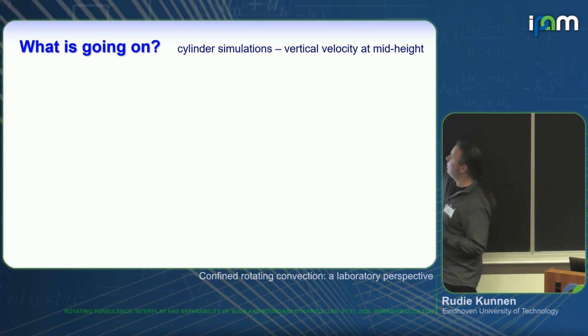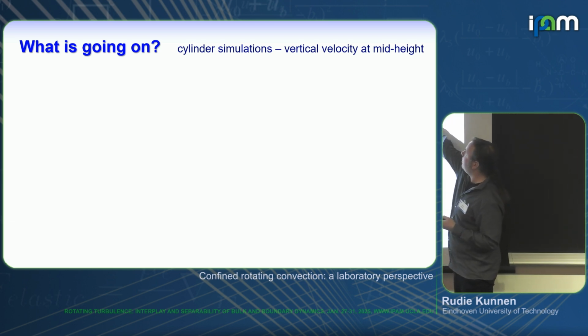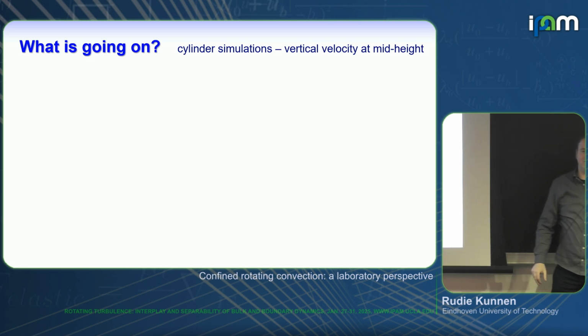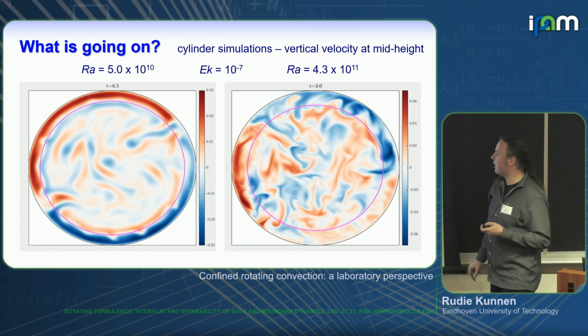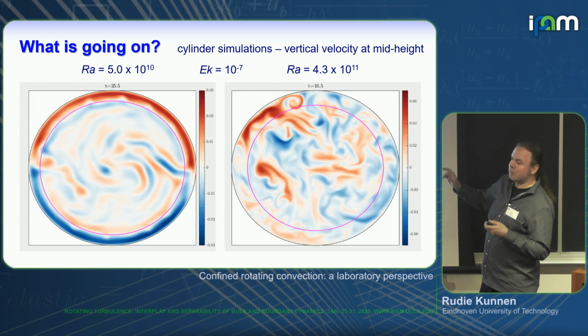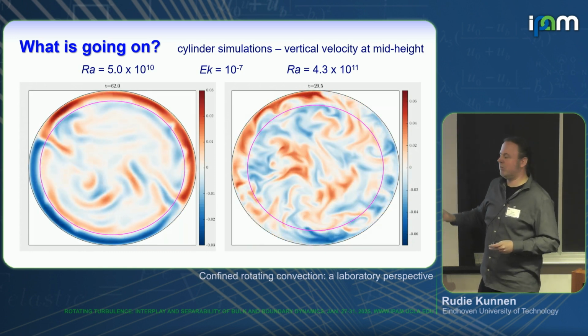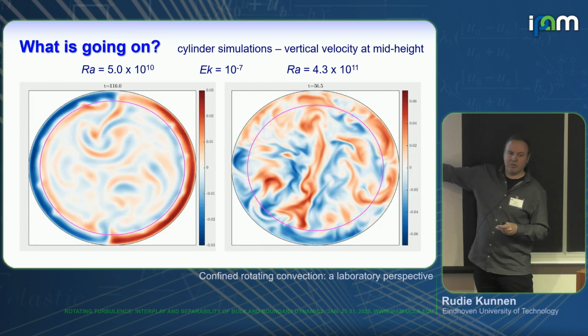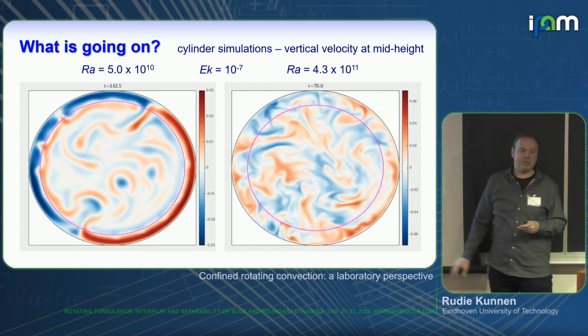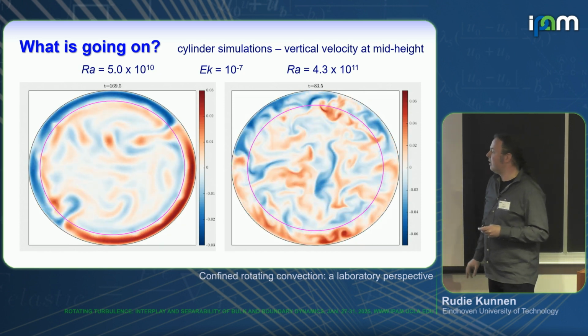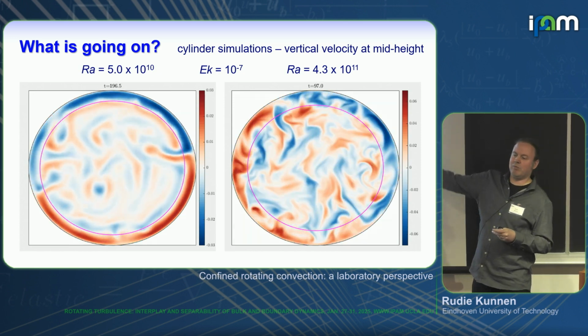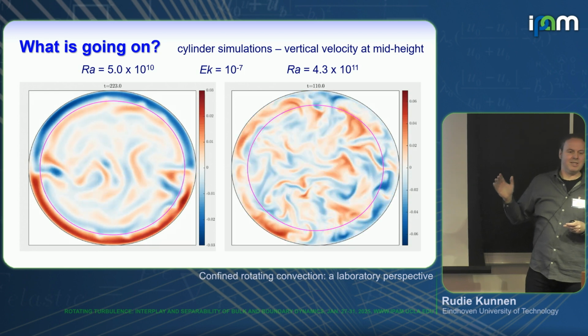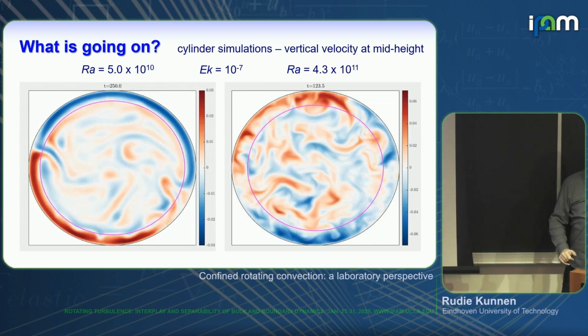And I'm going to show you some movies that show the vertical velocity at mid-height in this system. Left for a reasonably low Rayleigh number, right for a reasonably high Rayleigh number. These values are actually identical to what we could apply in the experiment. And well, the left one in particular is pretty obvious. Wall modes are back with a vengeance in some way.